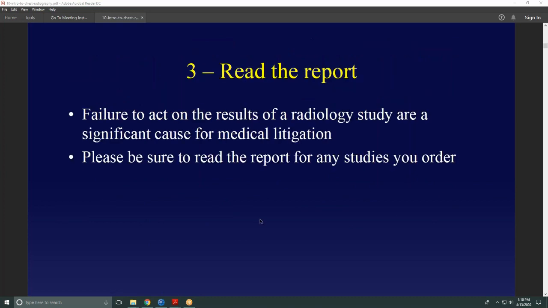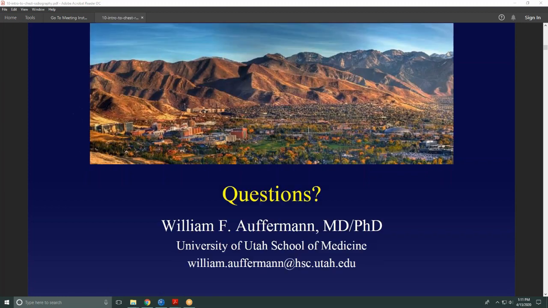And last but not least, read the report, please. You'd be surprised at the number of times that clinicians who order studies do not read the report. And this is a significant failure to follow up appropriately on imaging findings, and a significant source of medical malpractice litigation. So please be sure to read the report. I think that newer EMR systems will actually let you know when you have a new study report in your inbox and will prompt you. So I think this actually makes it easier than in the days of old before that was the case. But please do be sure to look at the reports for the studies you order.